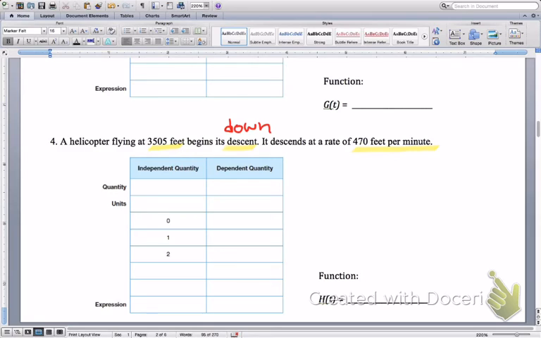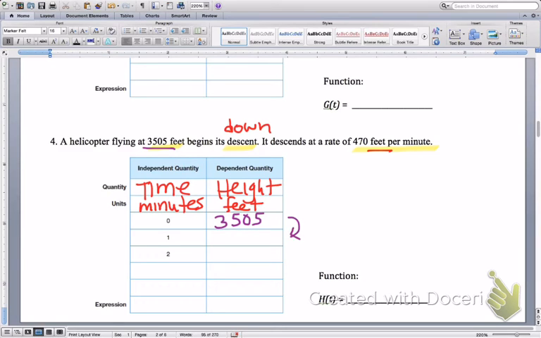So our quantities, independent and dependent. So what's happening? We have time again in minutes. And what's happening? The height of the helicopter is changing. So the height, we're measuring it in feet. And we're going to go ahead and fill in our table based off that information. So at the very beginning, we're starting off at 3505.